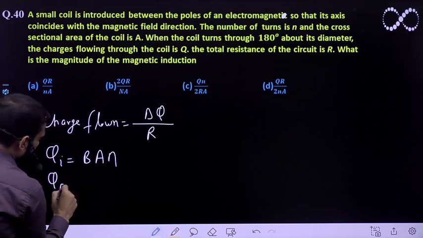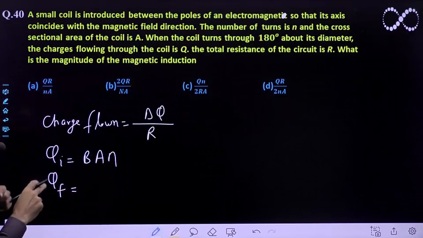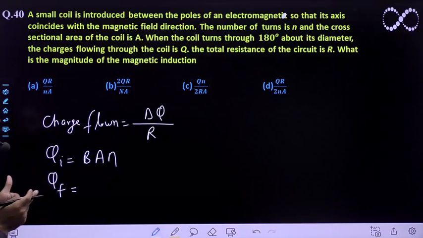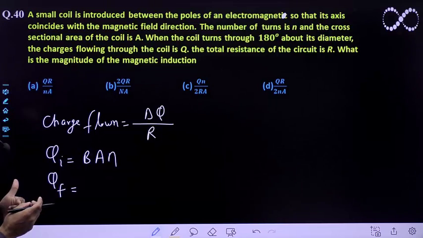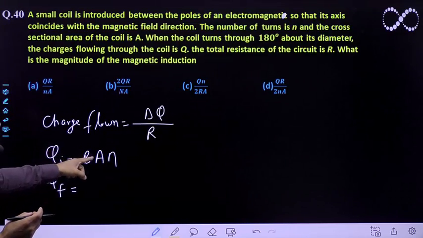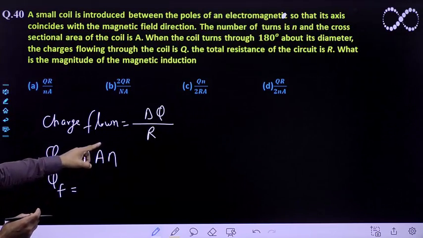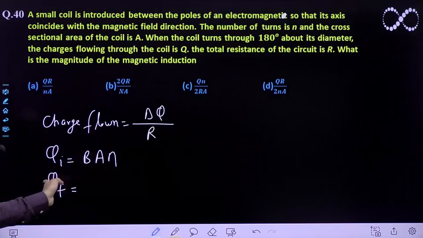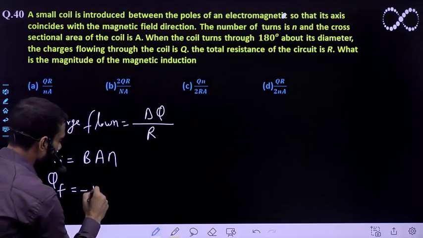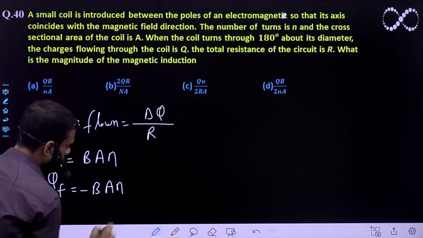Phi final. Now after rotating, the angle between the area vector and the field vector will become 180 degrees. So if you take the flux here, it is BA into cos theta. Cos theta will become cos 180, which is minus 1. So the final flux will become minus BAN.